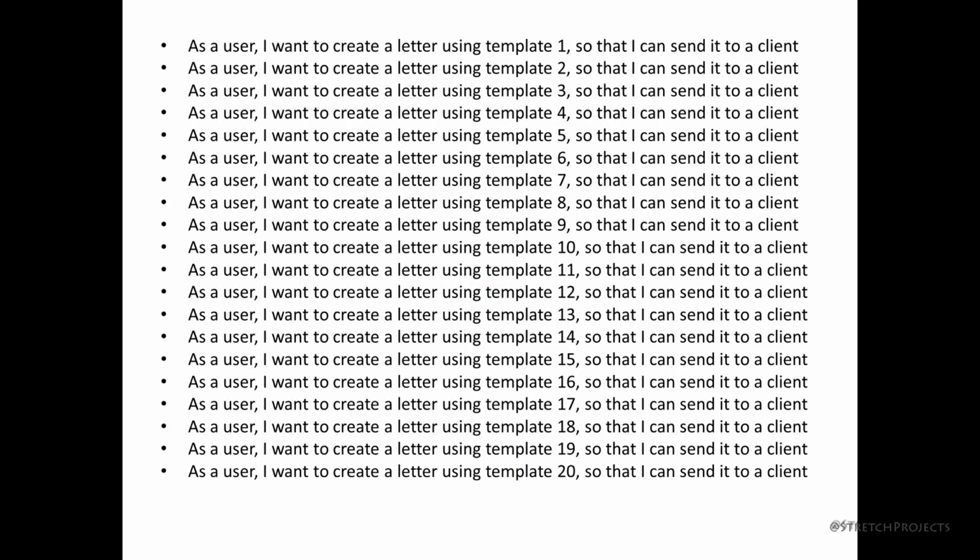Imagine you were working on a project where you were writing different types of letters to people, and there are 20 different types of templates for the letters that you could write. Initially, this may be recorded on your backlog as 20 individual user stories, one for each letter. This means that, as things stand, the developers are going to write almost identical code 20 times.